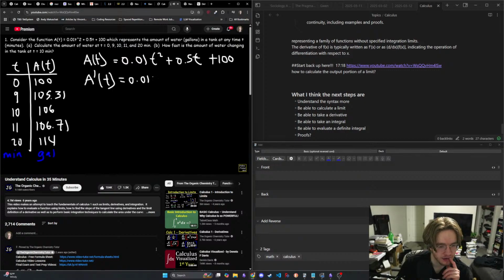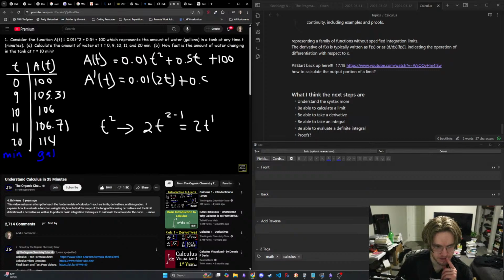What is the derivative of t squared? Using the power rule, it's going to be 2t to the 2 minus 1, which is 2t to the first power, or simply 2t. Now what is the derivative of t to the first power? It's going to be 1t raised to the 1 minus 1, which is 1t to the 0. Anything raised to the 0 power is 1. So this is going to be 0.5 times 1.